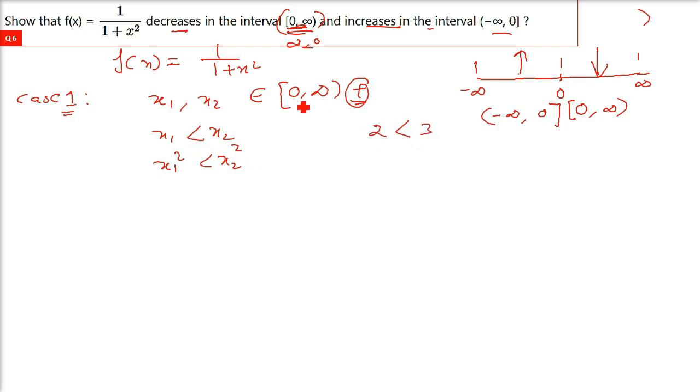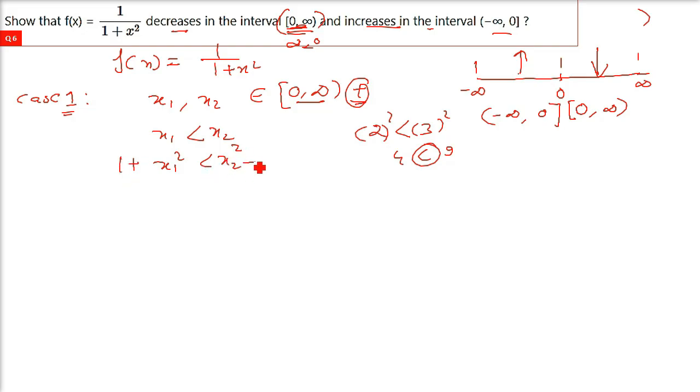When we square both the sides, just take any two positive numbers. Say 2 less than 3. It is between 0 to infinity. Now just square it. What do you get? 4 less than 9. So if you square it, the less than sign will not change. It will remain like that. It won't affect at all.